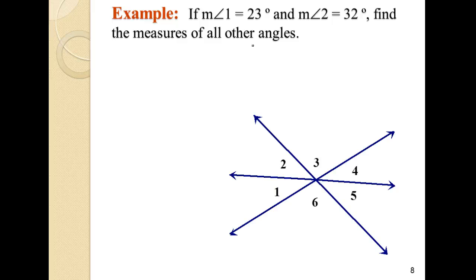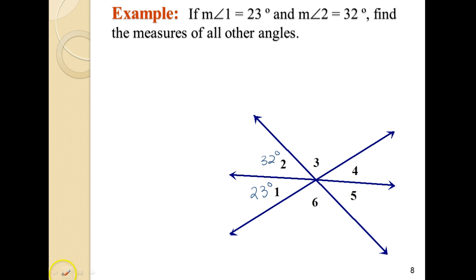Okay, welcome back. Now here, first thing we know is if measure of angle 1 equals 23 degrees and measure of angle 2 equals 32 degrees, find the measures of all the other angles. So angle 1 is 23 degrees. Let's go ahead and mark that. Angle 2 is 32 degrees. And they want us to find the remainder of the angles.